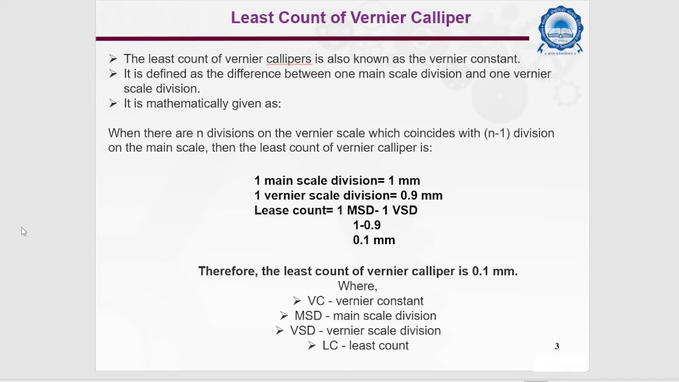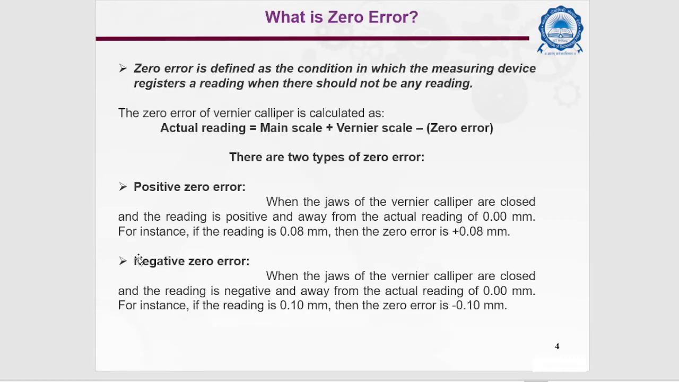How? One main scale division is 1 mm and one vernier scale division is 0.9 mm. So the least count is 1 MSD minus 1 VSD, so 0.1 mm.